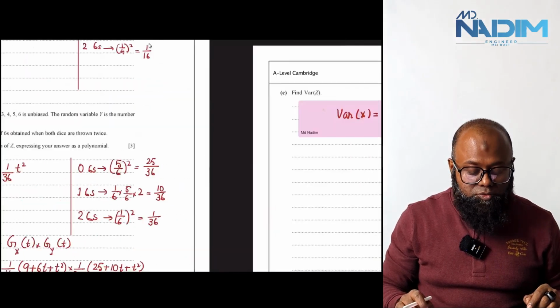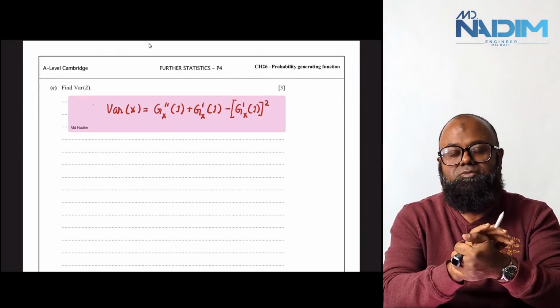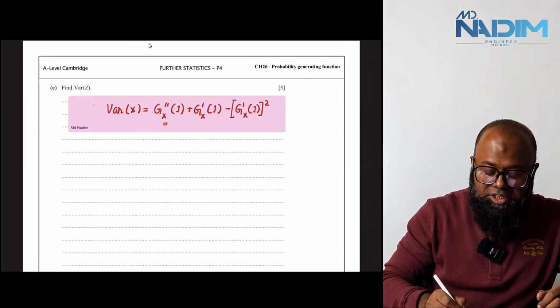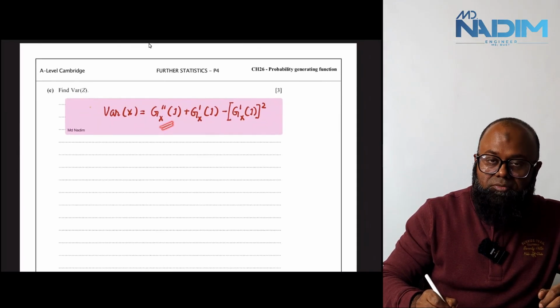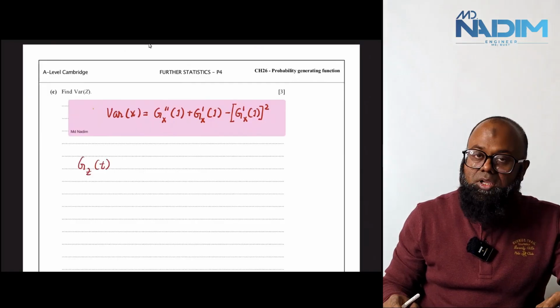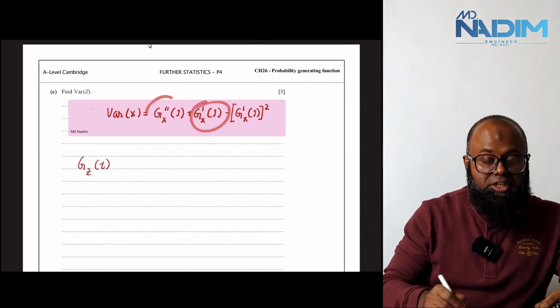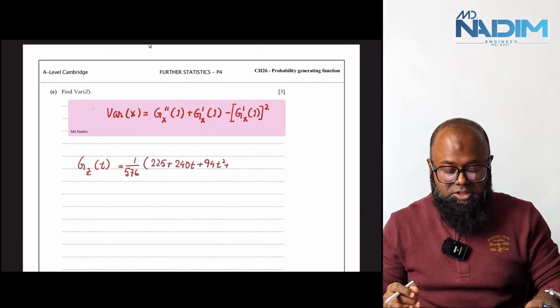Okay, now let us move to Var Z. What is the formula of Var Z? You can learn it from the first lecture of this topic. Second derivative of the generating function at 1, plus first derivative at 1, minus first derivative at 1 whole squared. So now for z, I need to find the first derivative and second derivative. That is my first step. So let us start with the probability generating function of z.